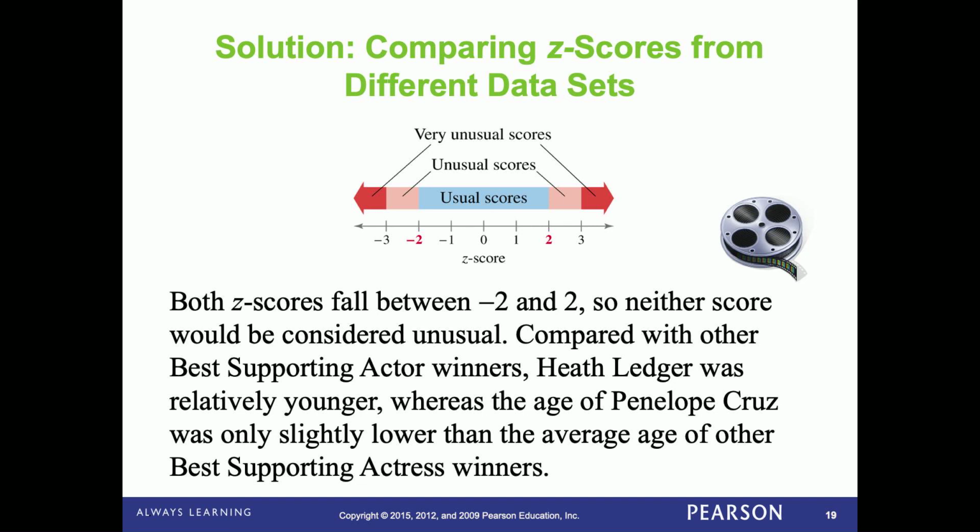So both the z-scores fall between -2 and 2, so neither score would be considered unusual. Compared with other Best Supporting Actor winners, Heath Ledger was relatively younger, whereas the age of Penelope Cruz was only slightly younger than the average age of other Best Supporting Actress winners.